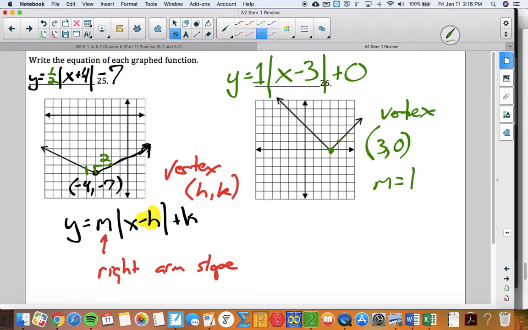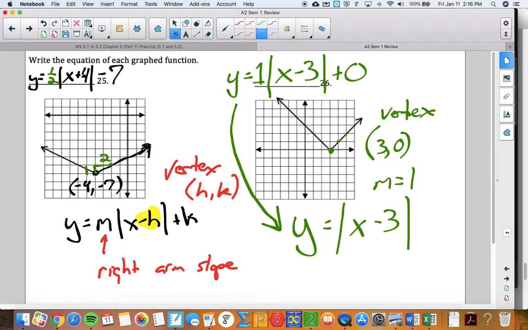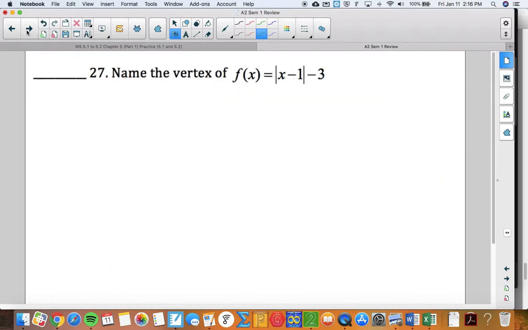Now, this is a multiple choice test, so you're not going to actually see this answer there. This multiplier of 1 out in front, we actually don't have to write a 1 there. And the plus 0 at the end is kind of silly to actually write down. So this is your final answer, your best answer right there. Name the vertex of this function. So again, it's the opposite of whatever is getting done to the x there, and then it is this. So it's positive 1 comma negative 3.